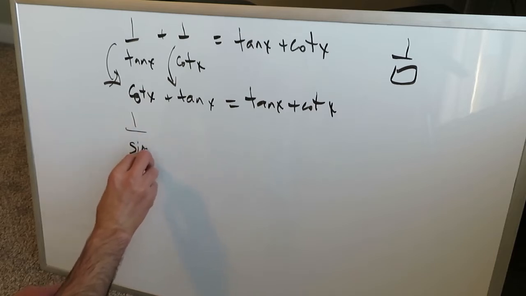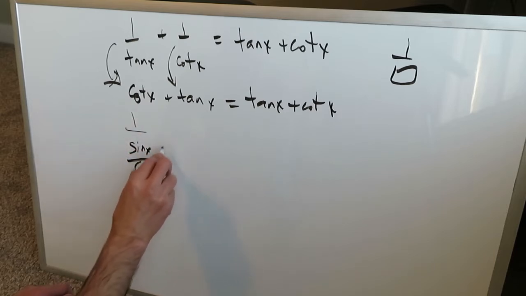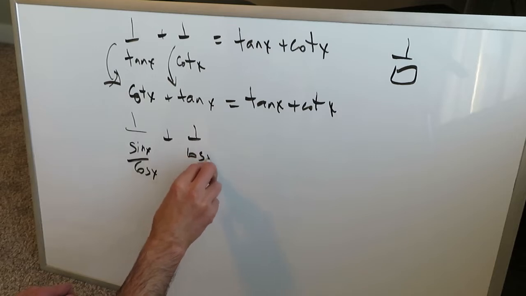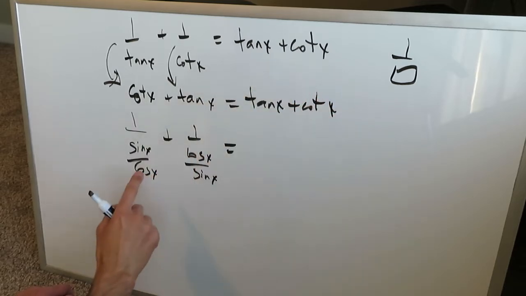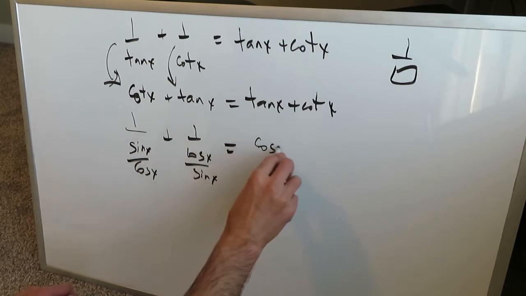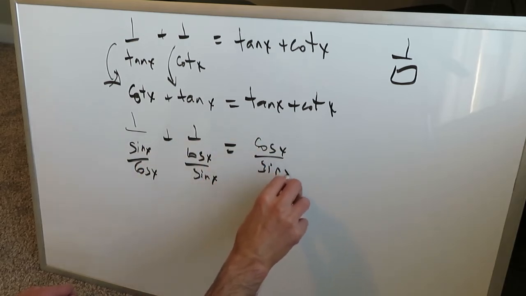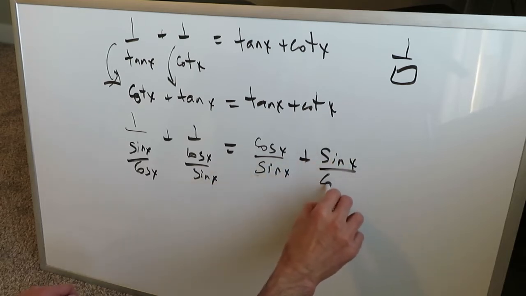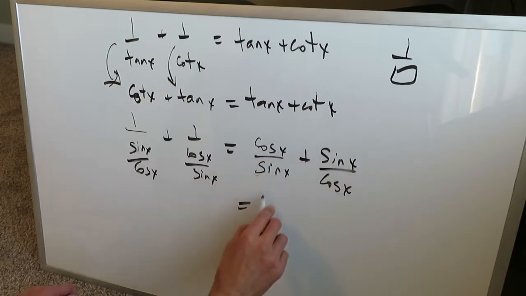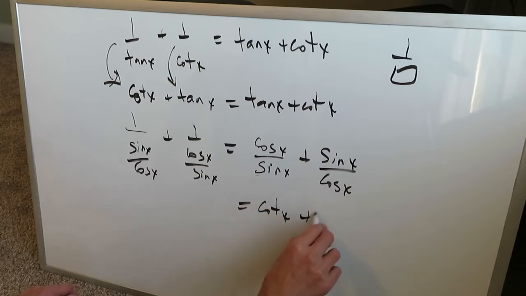You would do 1 over sine x over cosine x, right? Plus 1 over cosine x over sine x. And I'm not going to rewrite this here. I'm going to solve this out. You'll flip everything around. You get cosine x over sine x plus sine x over cosine x, you're just doing fractional flips over here, which is equal to cotan x plus tan x.